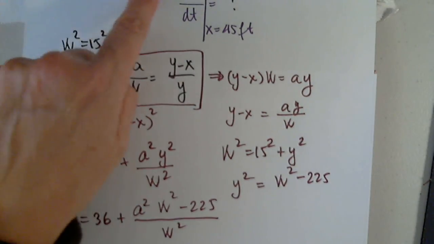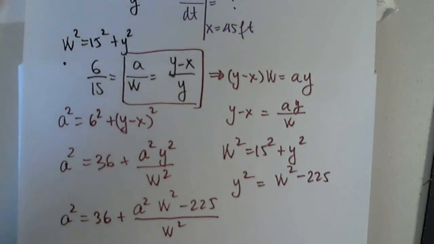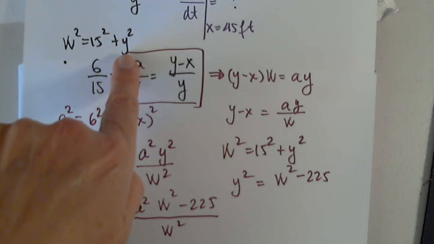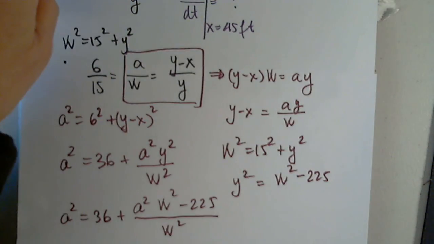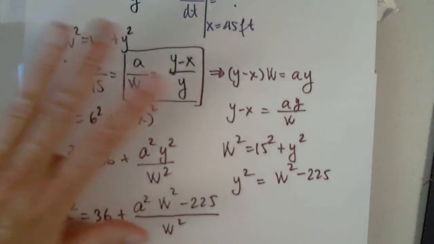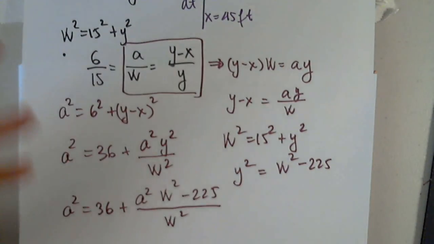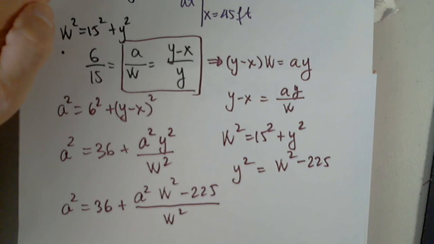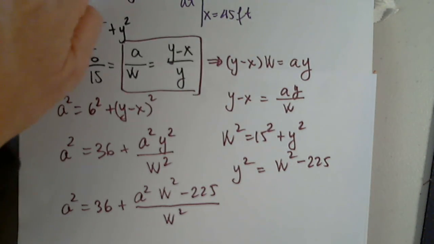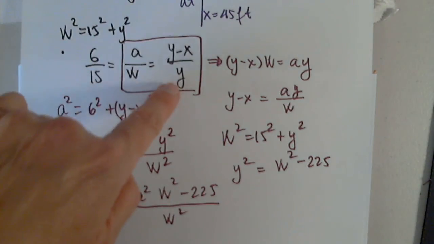So this is x, this is y, this is w. So I do have w squared equals 15 squared plus y squared, because it's the hypotenuse. This should not be that difficult. This should be much more straightforward. So then 6 over 15 equals a over w and equals y minus x over y. That's okay.